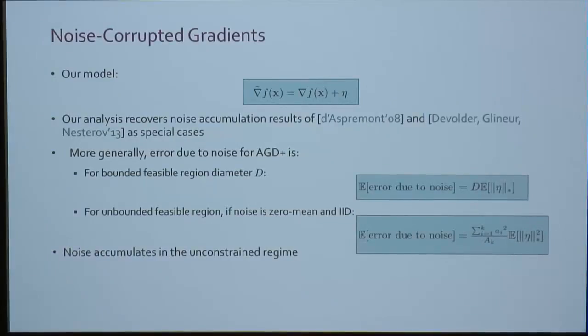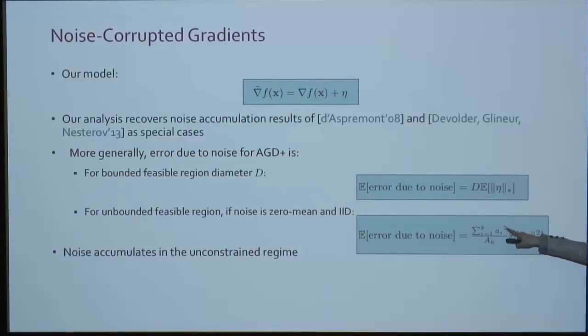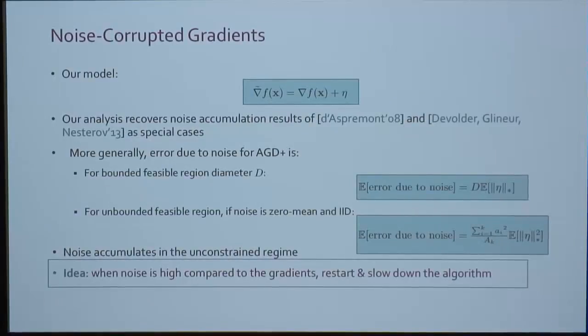Okay? But the thing is, even though the noise accumulates here, if we had a slower sequence of points, a slower algorithm, it would not accumulate. Mainly, if this was constant, these would both be k, and it would just average out. So a very simple idea: start with the accelerated method, run it as long as you're making progress. When the noise becomes overwhelming, restart and switch to a slower algorithm. As simple as it gets.